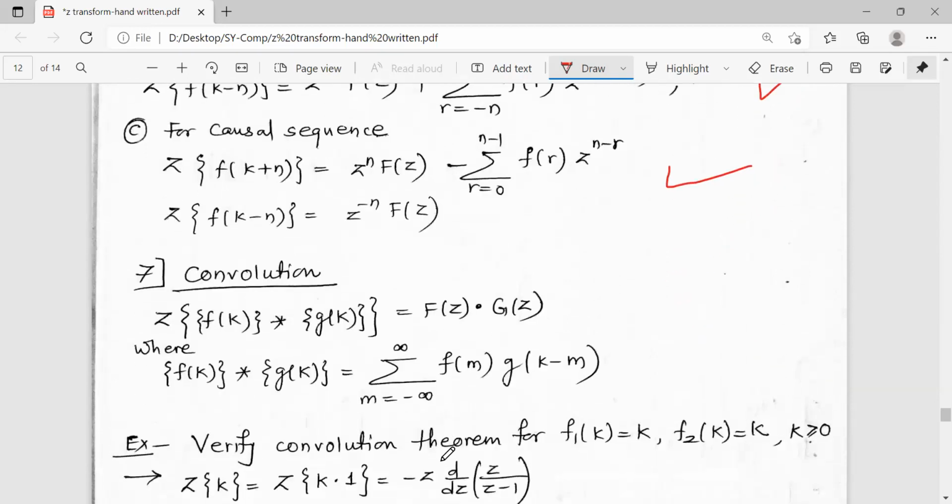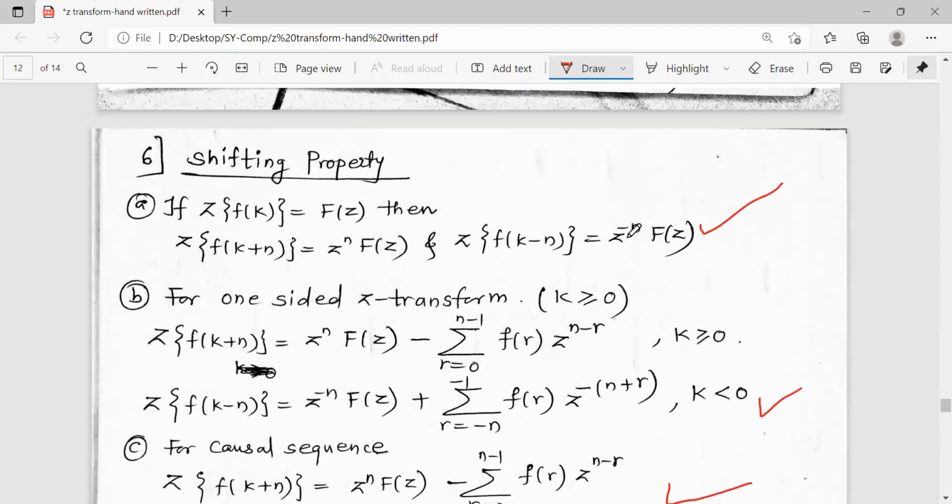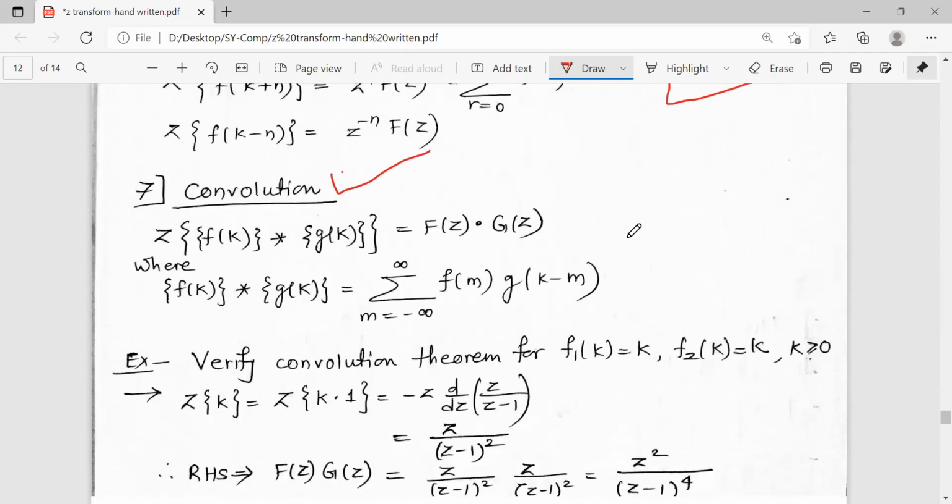And this is one more important, the seventh one. Ma'am, can you go a bit slow? Yes, I'm going to show you on the pad. This part I have already shared, so I'm just showing you that this is the property which we will be using in the example. So this is the shifting property, then convolution.